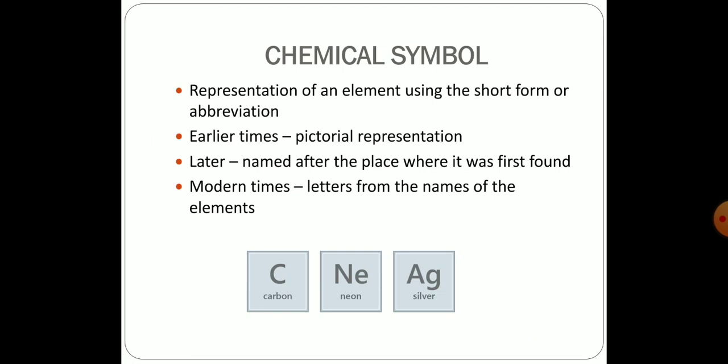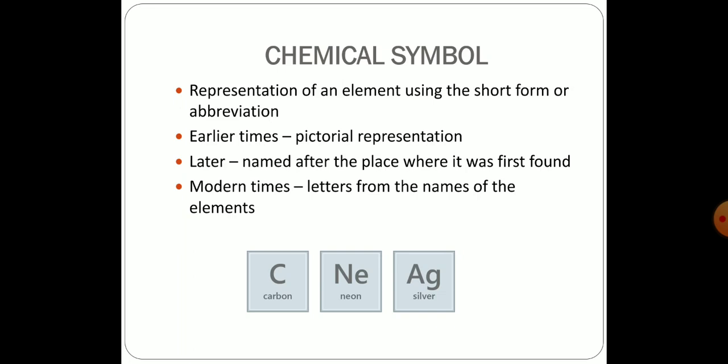So earlier itself we had some pictorial representation, right? For oxygen, in earlier times there was some pictorial representation. Then later it was named after the place where it was found, to honor the place where it was found, they were named after the place.